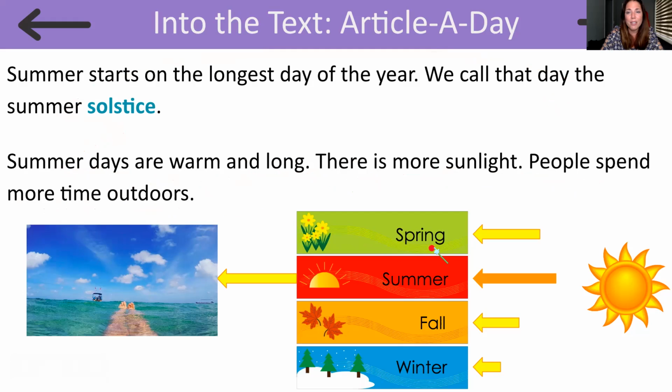So here are our seasons: spring, summer, fall, and winter. And we can see that the summer season may look something like this. And we can also see that the arrow pointing to summer is longest because those are the longest days that we have more sunlight. Okay, which it says right here.